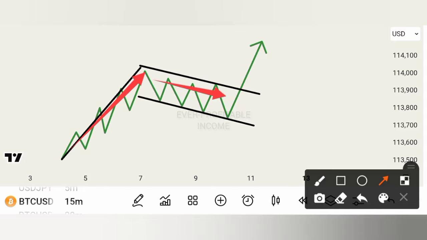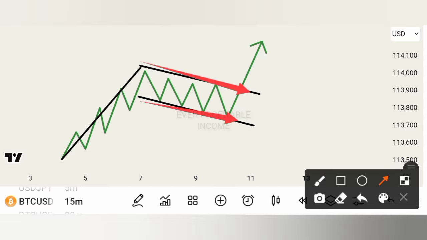The next feature to look out for to identify a valid flag is the presence of a parallel channel or a channel-like structure, like we have over here. You can see that price formed a channel here. Can you see that? When I use my trend line to connect the highs and the lows, it forms a channel or parallel lines.